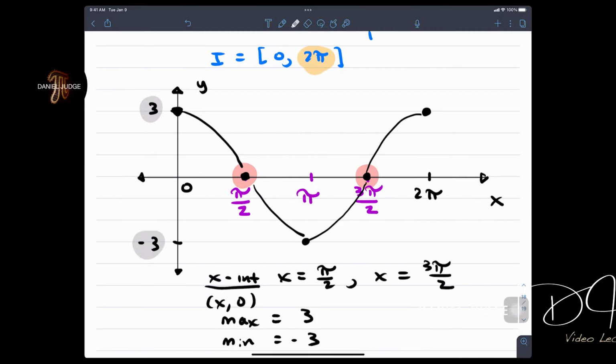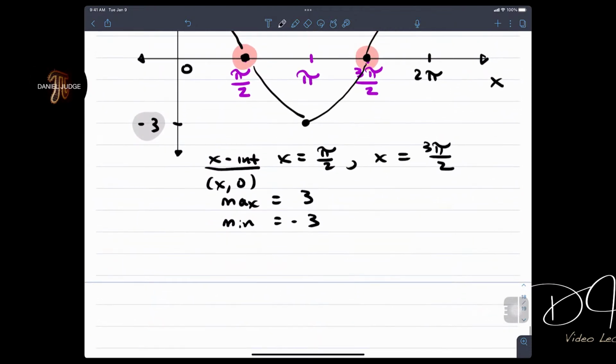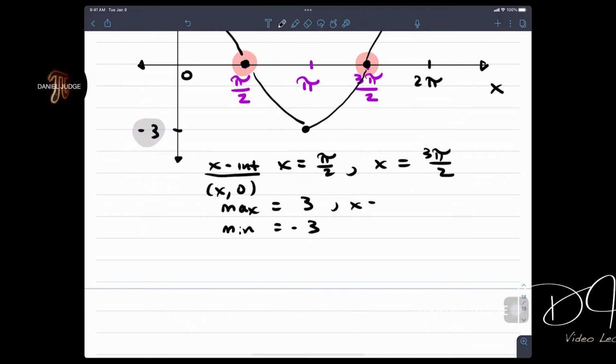So I know the maximum value is 3, and you say, when does that happen? Okay, it happens twice for cosine. It happens where it starts at 0 and where it ends at 2 pi, looks like.